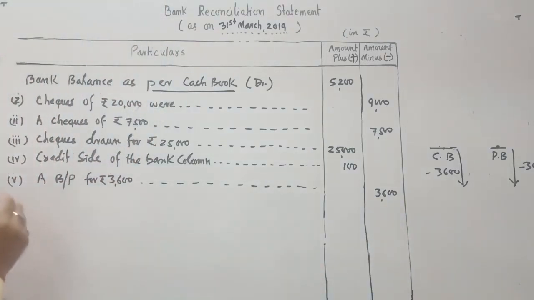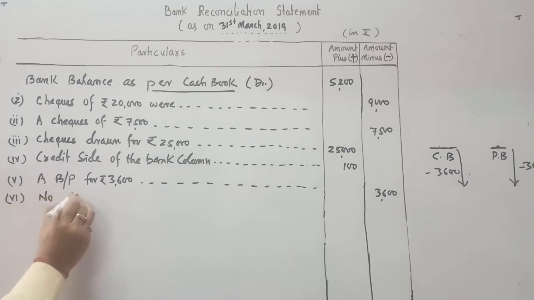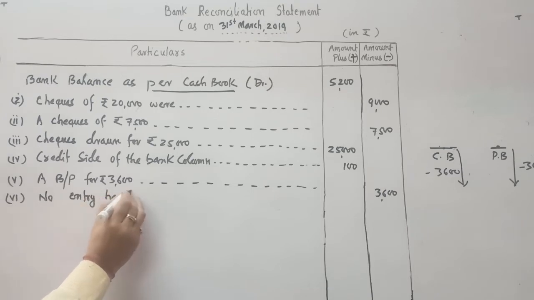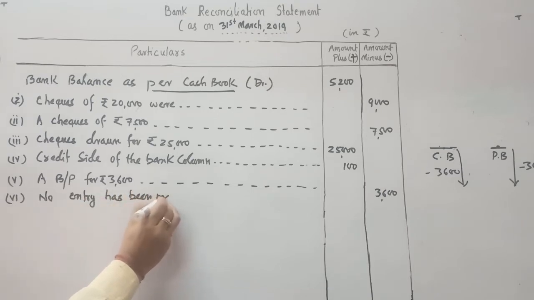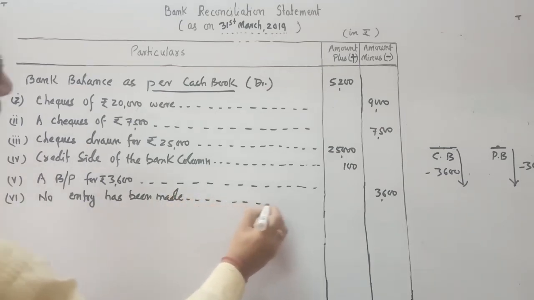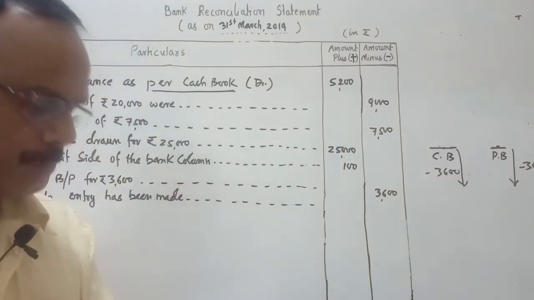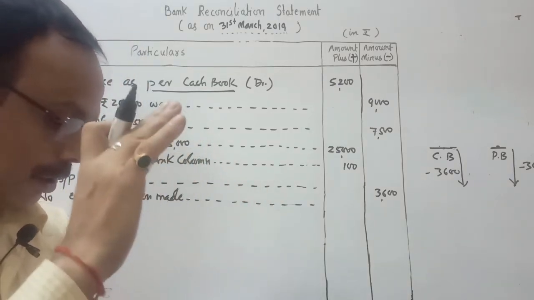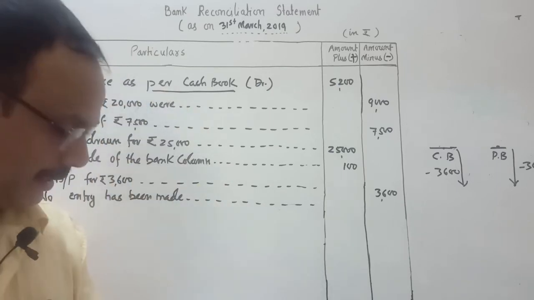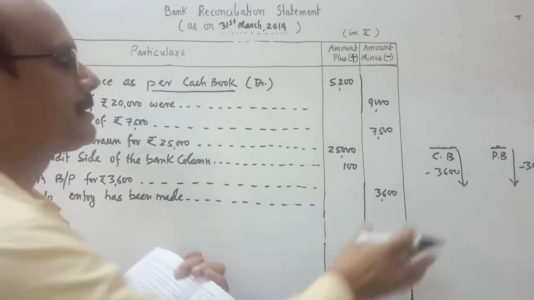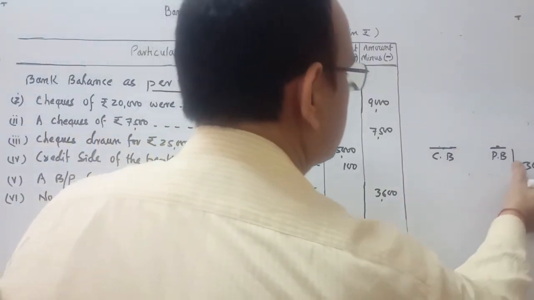Next one is sixth number. See the sixth point. No entry has been made. Write the complete sentence over here. No entry has been made in the cash book to record the dishonor on 28th March 2019 of a check of rupees 5400 received from a customer. So the entry of dishonor is not passed.